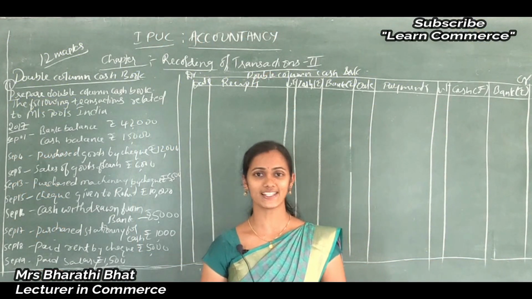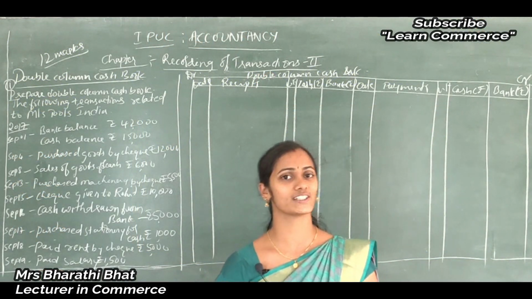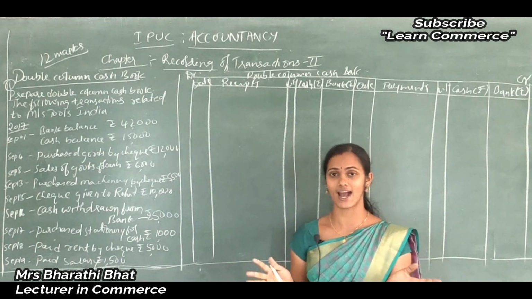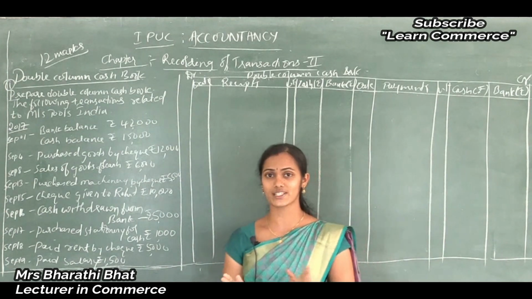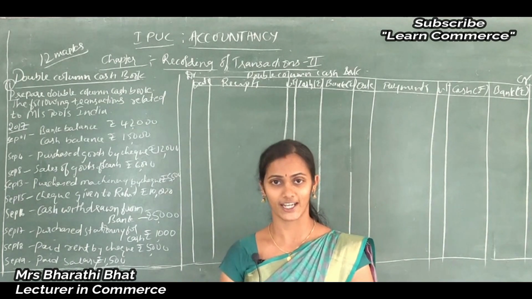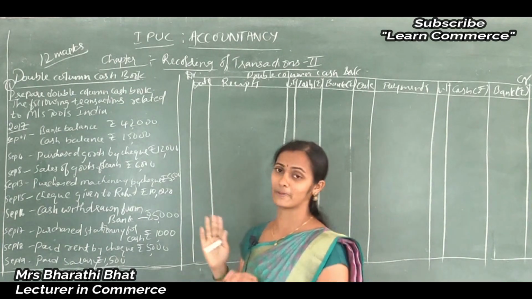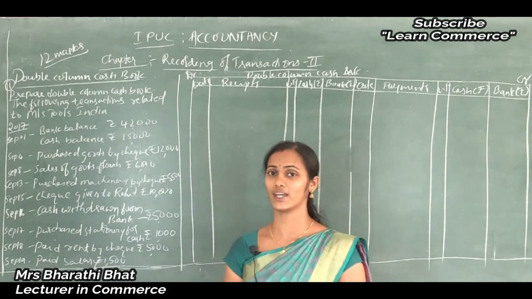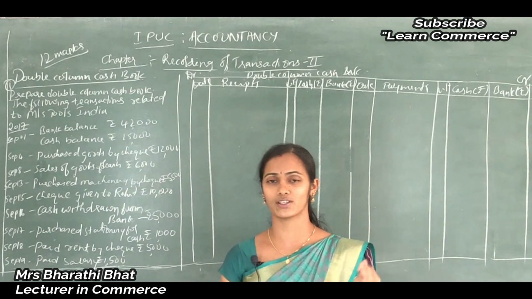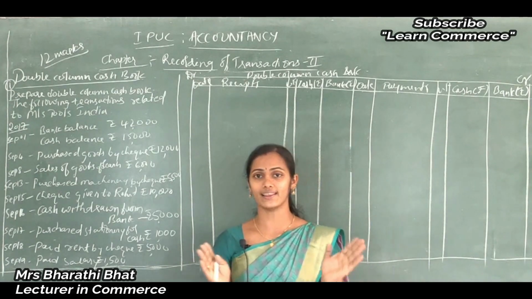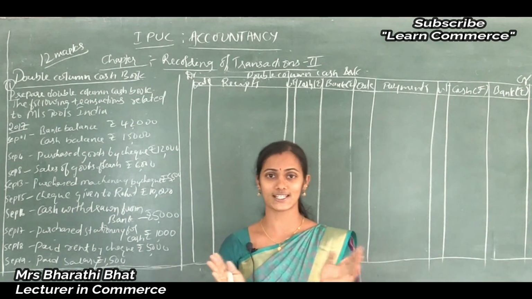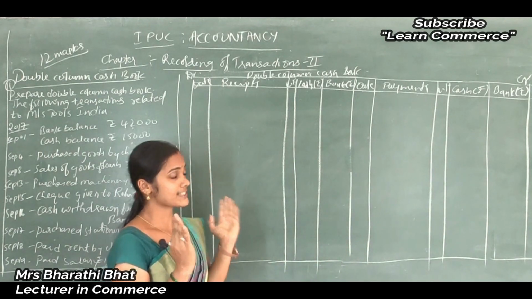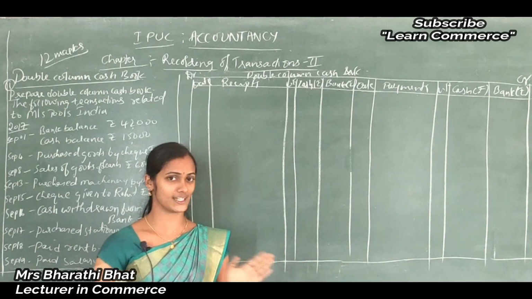Hello my dear students, welcome back to First PU Commerce Accountancy online classes. Let's start one more interesting and very simple accounting concept, double column cash book, and it's for 12 marks. You can score 12 out of 12 easily if you concentrate properly. Simple column cash book is a very easy concept.